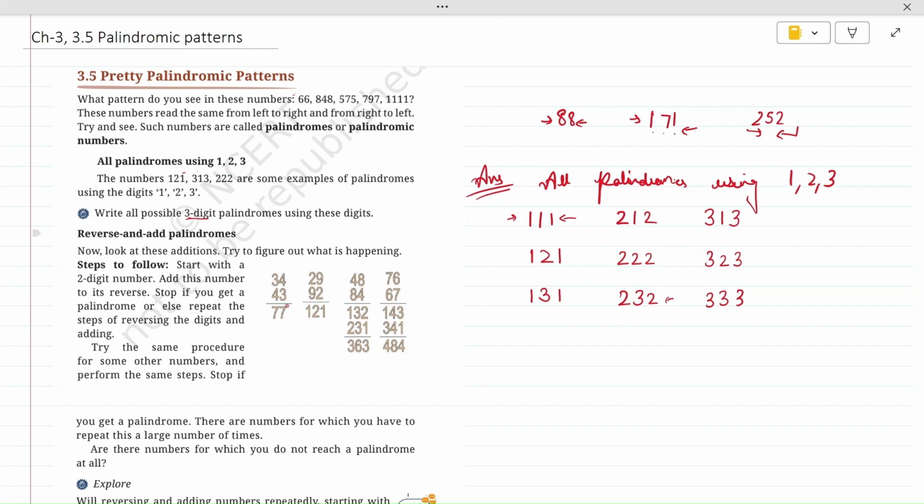And then they have added these two. They have added the number and its reverse. And the answer we are getting here is a palindrome number, which is 77. Okay. So this is a palindrome number. Next, they have taken another example, the number 29. They are reversing it and getting 92. And when they are adding it, we are getting 121, which is again a palindrome number.